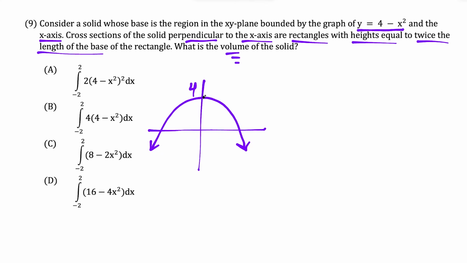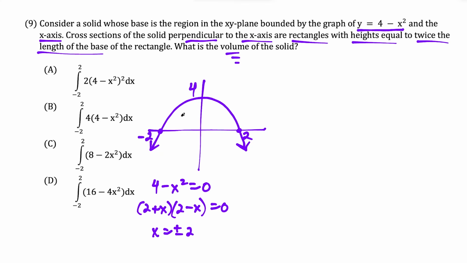So the y-intercept here is going to be at 0, 4. And for our x-intercepts, you could just do some quick algebra and see the x-intercepts are going to be negative 2 and positive 2. If you had to find it the long way, you could take 4 minus x squared and set it equal to 0. And you could always just factor this as 2 plus x times 2 minus x equals 0. And this is going to give you solutions of x equals plus or minus 2. But either way, this is going to give us the x-intercepts of this region here.